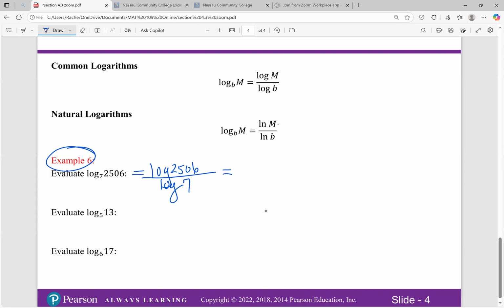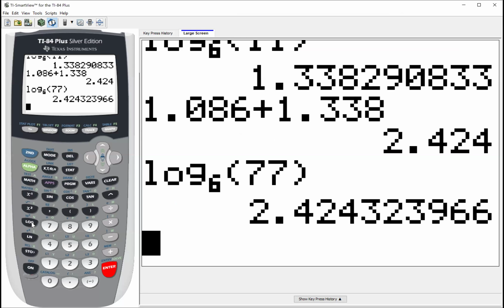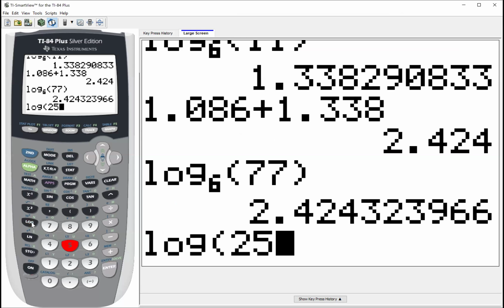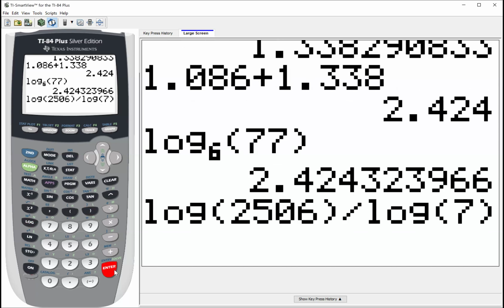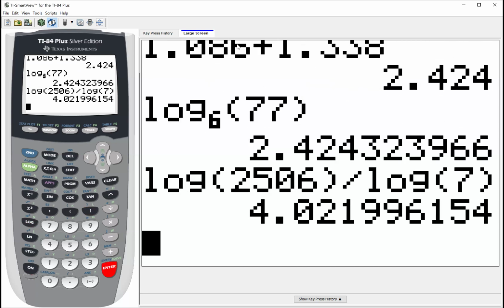And the common base now for log is 10. So we're going to type this into the calculator as log 2506 divided by the log of 7. And we'll do this together in the calculator. So this is another way to change the base manually. So we're taking the log of 2506 and we're dividing that. Make sure you put the 2506 in parentheses. We're dividing that by the log of 7. And we get about 4.02.